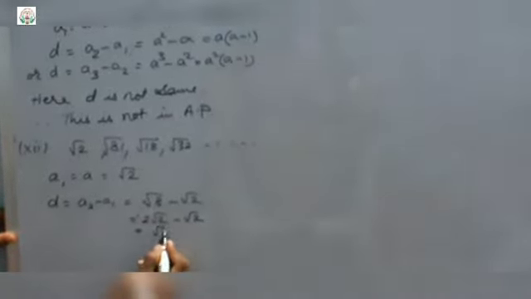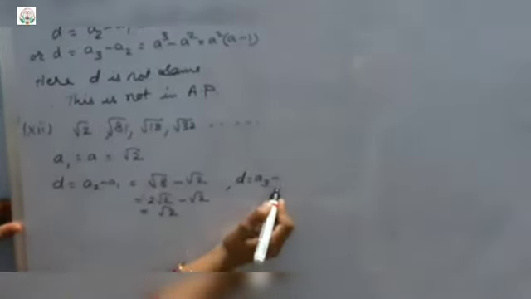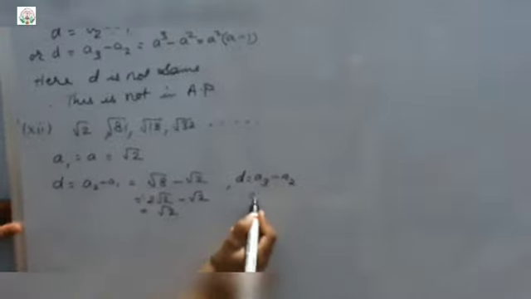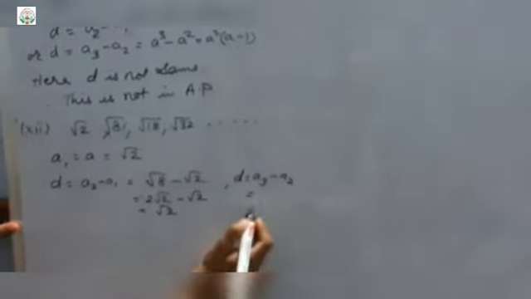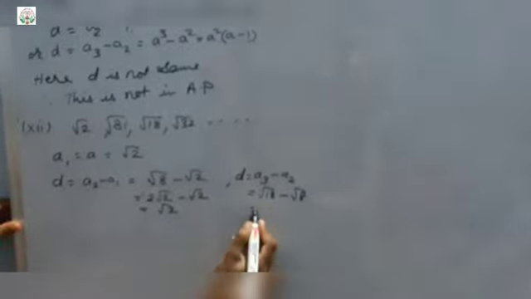So this will be only root 2. Clear on subtraction? Same way, another d, that is again d equals to what? a3. We have to check whether both the d's are same or not. Common difference between the second and the first term and the third and the second term. So a3 minus a2, which is equals to what? a3 is root 18 minus root 8, which is equals to this.